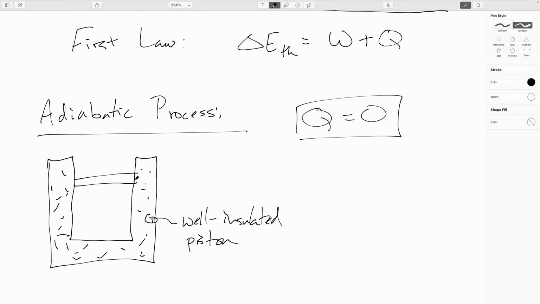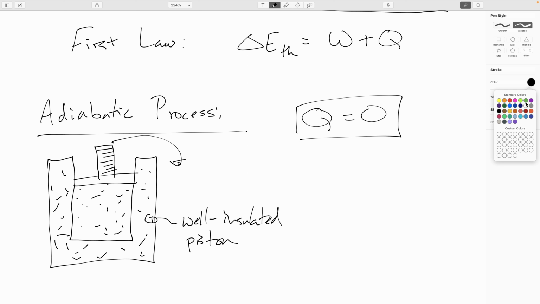And like we were talking about before with the quasi-static process assumption, we could imagine having a stack of coins here. Got my gas here. And then, for instance, I can go and take the coins off one at a time. And as I reduce the pressure, the volume is going to expand. Or if I add coins, it'll contract.